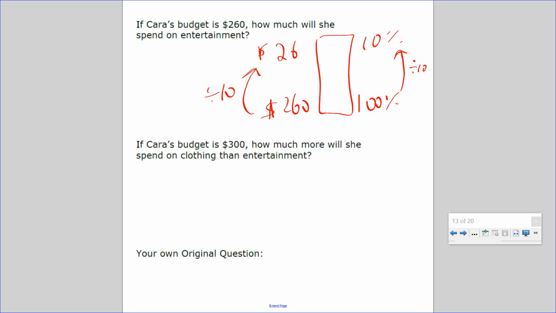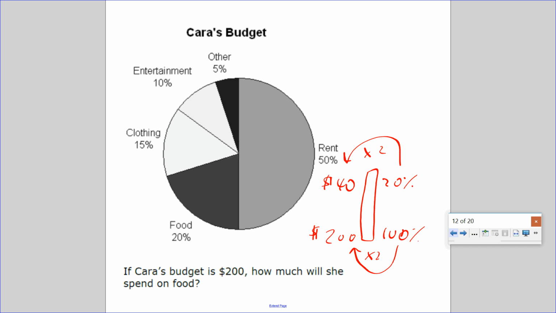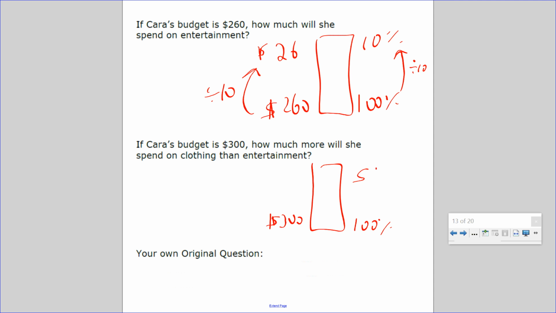If Kara's budget is $300, whoa, she's making a lot of money now. How much more would she spend on clothing than entertainment? So let's go to clothing and entertainment. She spends 5% more on clothing than entertainment. So I'm going to put 5% more here. That's how much more she spends on clothing than entertainment. So what is the relationship between 100% to 300? Times 3. Times 3. So she spends $15 more on clothing than entertainment.